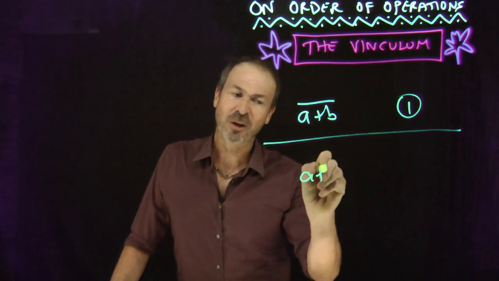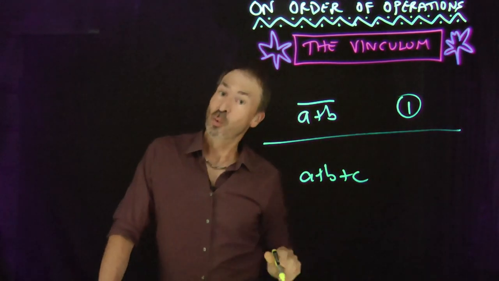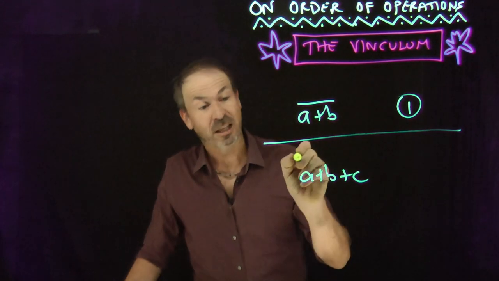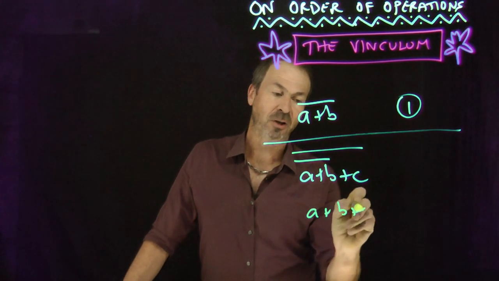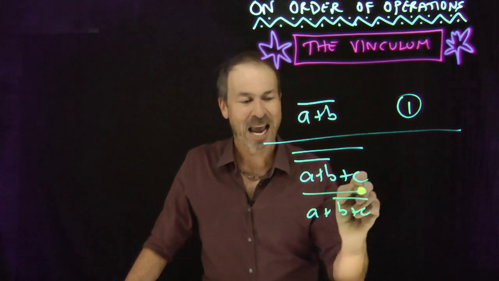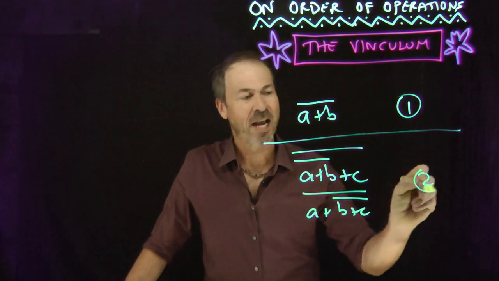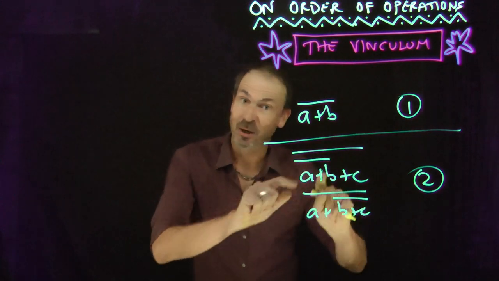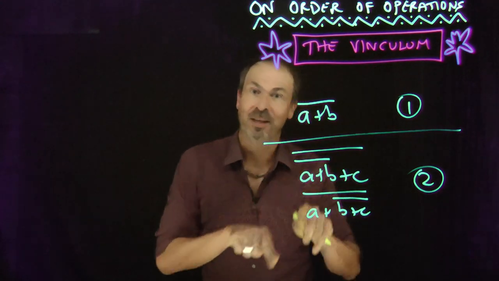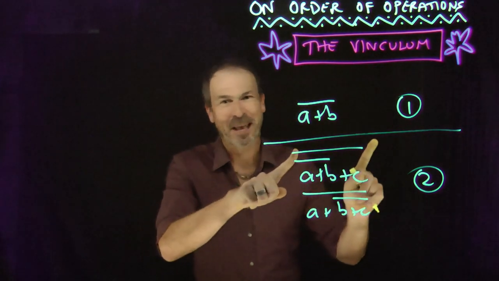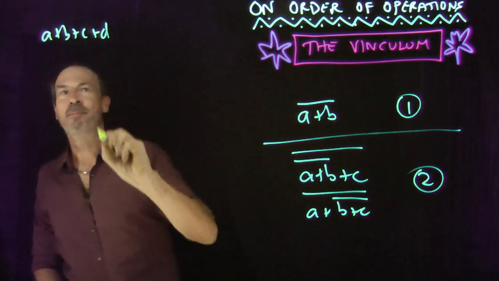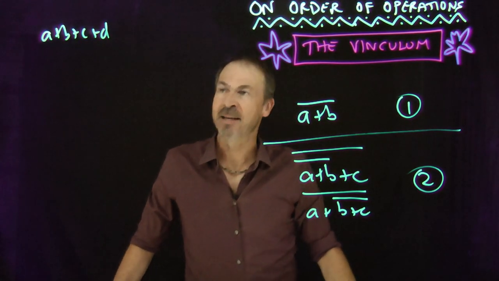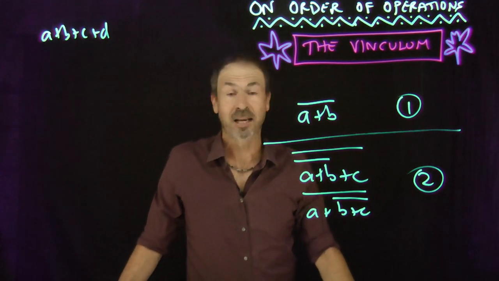But with a sum of three terms, we've actually seen today there are two ways to put vincula on top of that. You can think of the first two terms first, then add C, or you can think of the last two terms first, and then A plus that answer. So there's actually two ways to put vincula over three terms, so that you're always adding two things at a time. So let's keep going then. Sum of four things, A plus B plus C plus D. How many ways can I put vincula over that, so I'm only ever summing two things at a time?